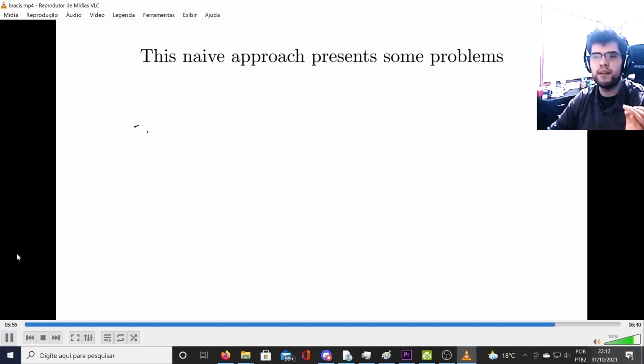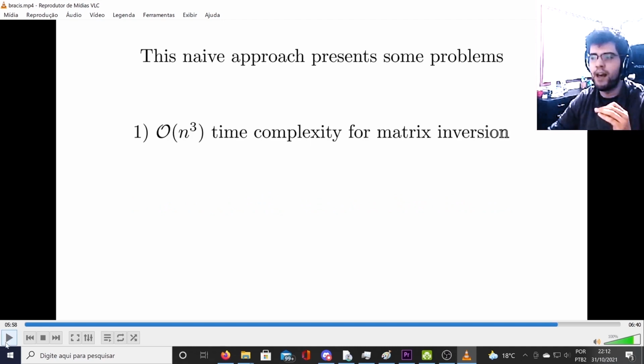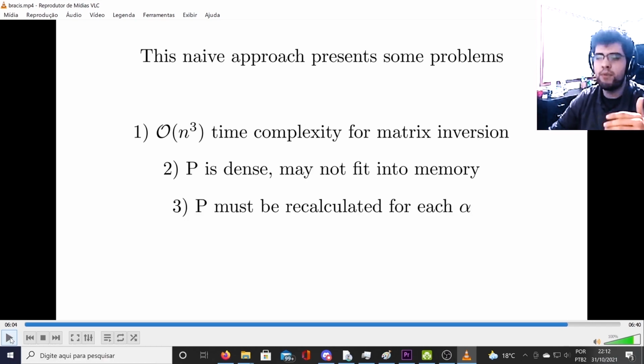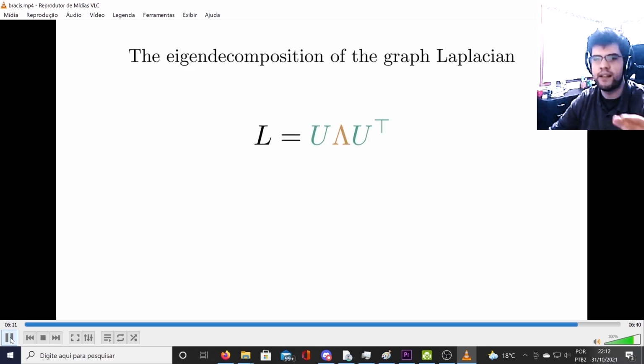However, our previous naive approach that we have published in other papers has some problems. First of all, it requires a very bad complexity for matrix inversion when we're calculating P, and moreover, P is dense. It will usually not fit into memory. And lastly, P must be recalculated for each new diffusion rate, each new alpha. So this makes it a very inefficient approach to begin with, which is expected for leave one out validation. But still, we can do better.